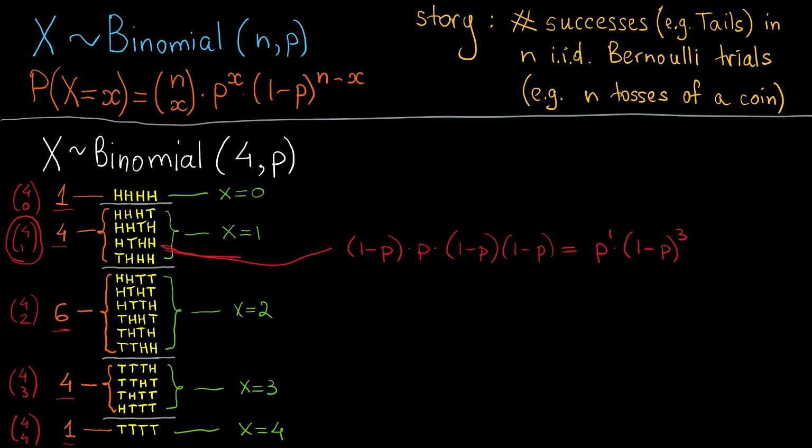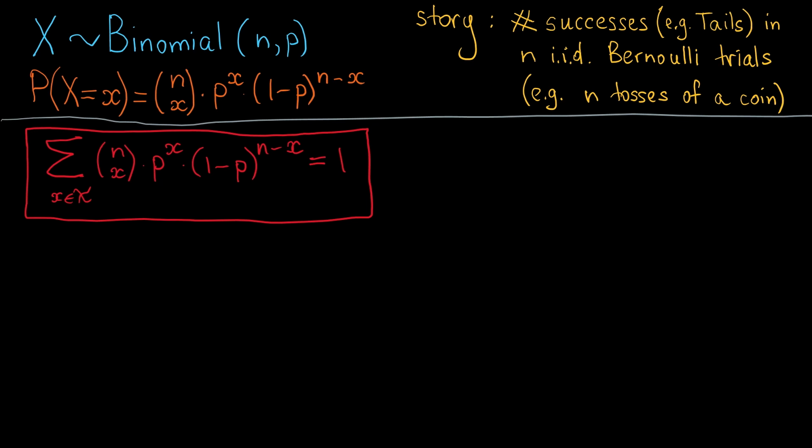So hopefully you can now see that the PMF of the binomial random variable is really just a counting exercise where we're counting equally likely outcomes, each of which has probability p to the power of x times 1 minus p to the power of n minus x. You should see this 1 here as x and this 3 as n minus x, where n is 4 in this case and x is 1.